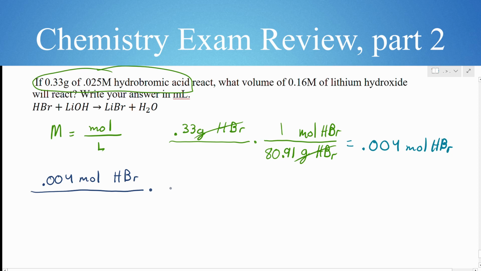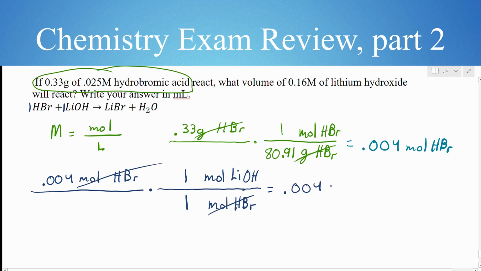Now we're going to see how many moles of the base had to have reacted. Okay, so we're going to be canceling out the moles of the acid, so we'll put that unit on the bottom. And we'll put the moles of base on the top, lithium hydroxide. Okay, and so we see here that the mole ratio is 1 to 1 in the balanced equation. So we'll put 1 here and 1 here. That means that 0.004 times 1 is just 0.004, and now this will be in moles of base. So this is the number of moles of lithium hydroxide that had to have reacted.